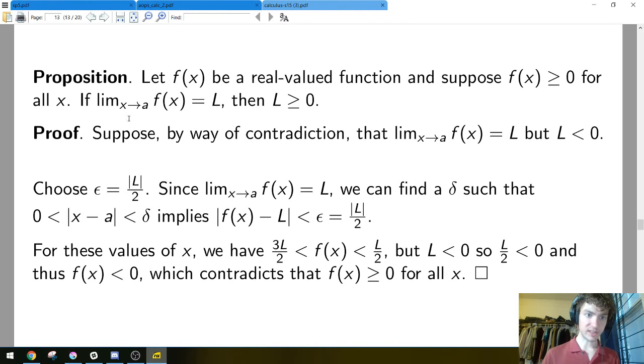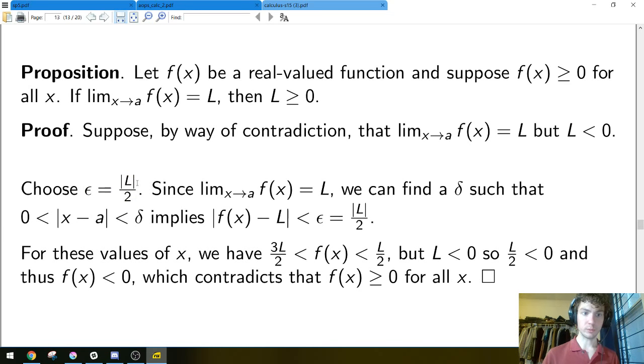And as I telegraphed, we're going to use a proof by contradiction. So we suppose by way of contradiction that the limit is negative. So the limit as x goes to a of f of x equals L, but L is less than 0. Then we do almost exactly what you said. We'll choose our epsilon to be absolute value of L over 2, or over 10, whatever. So you choose this to be some fraction.